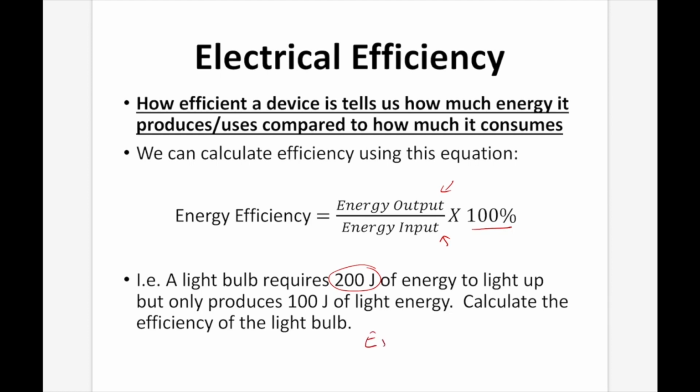So the efficiency would equal the energy output, which is 100 joules, divided by the input, which is 200 joules, times 100%. So we'd be left with 0.5 times 100%, which would give us 50% efficiency. And that concludes our lesson on power, electrical energy, and efficiency.